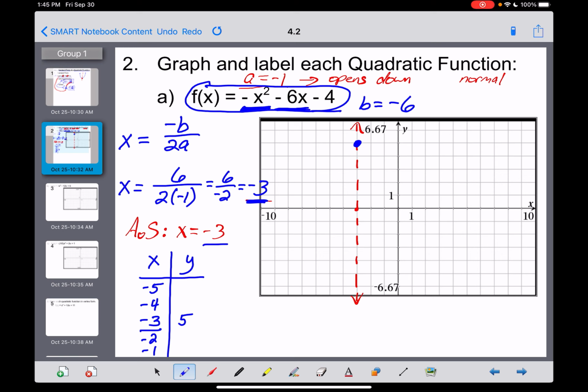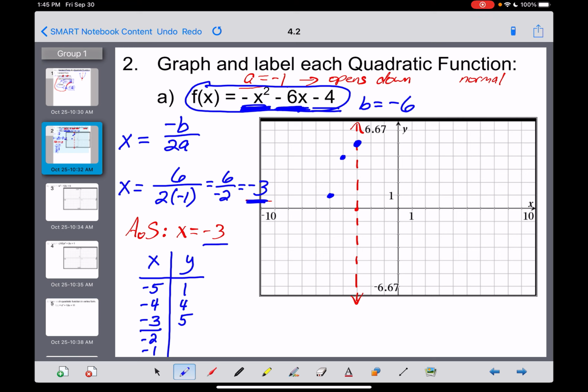Okay, -5 squared. We end up with a -25 and then a plus 30. So we're at 5. 5 minus 4 is 1. So I've got the point -5, 1 right there. Plugging in a -4, that first term becomes -16, plus 24 is 8, and 8 minus 4 is 4. So -4, 4 gets us a point here.